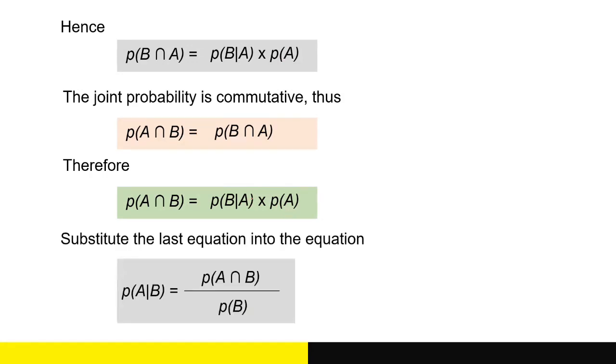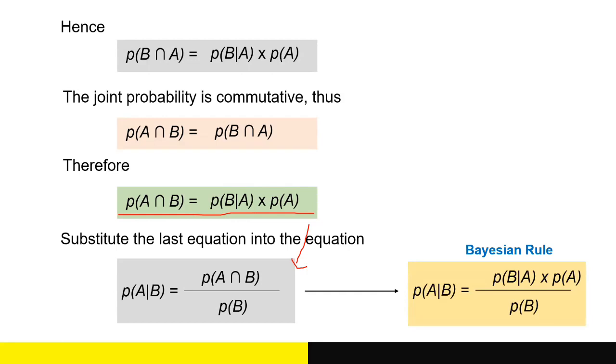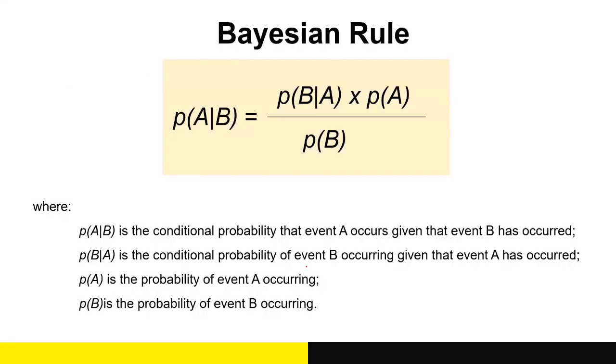And then we'll substitute the last equation into this equation. And after substituting, it will yield the Bayesian rule, where the conditional probability that event A occurs given that event B has occurred is equal to the conditional probability of event B occurring given that event A has occurred, multiplied by the probability of event A occurring, divided by the probability of event B occurring.